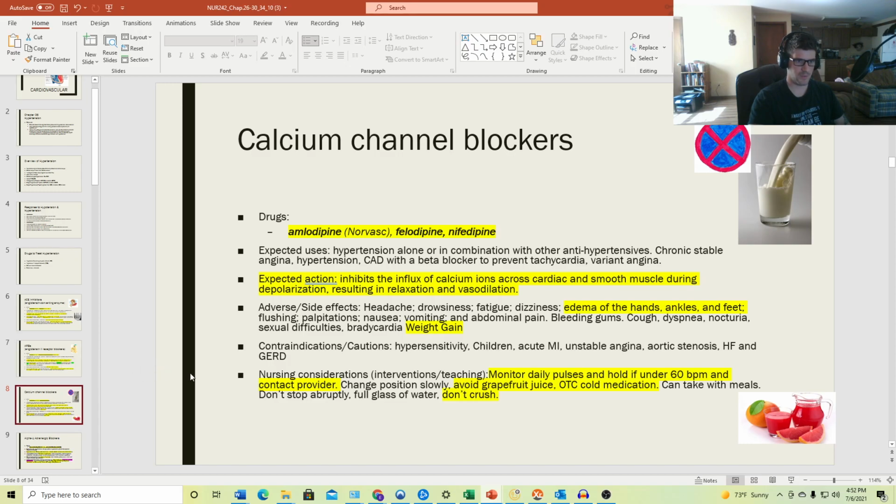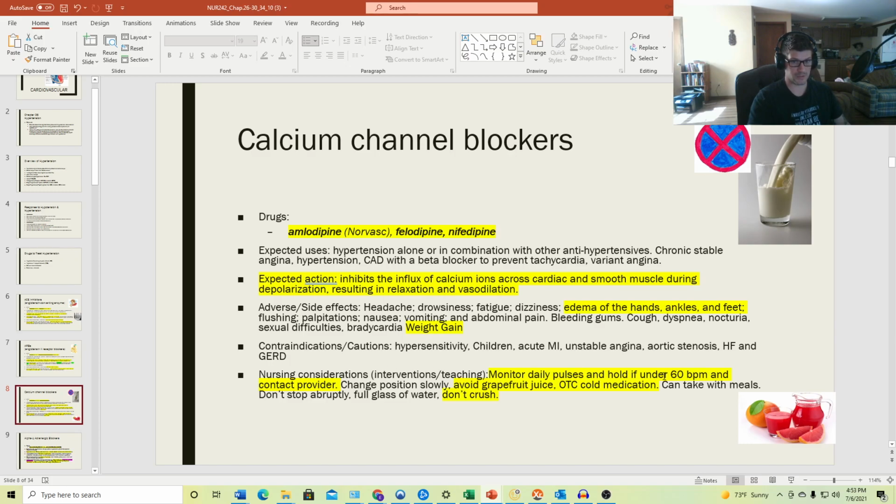But here's why we have what we have highlighted. She mentioned all these things. I added weight gain here under adverse side effects. So edema of the hands, ankles, and feet, and weight gain were in the things that she said about this specifically.